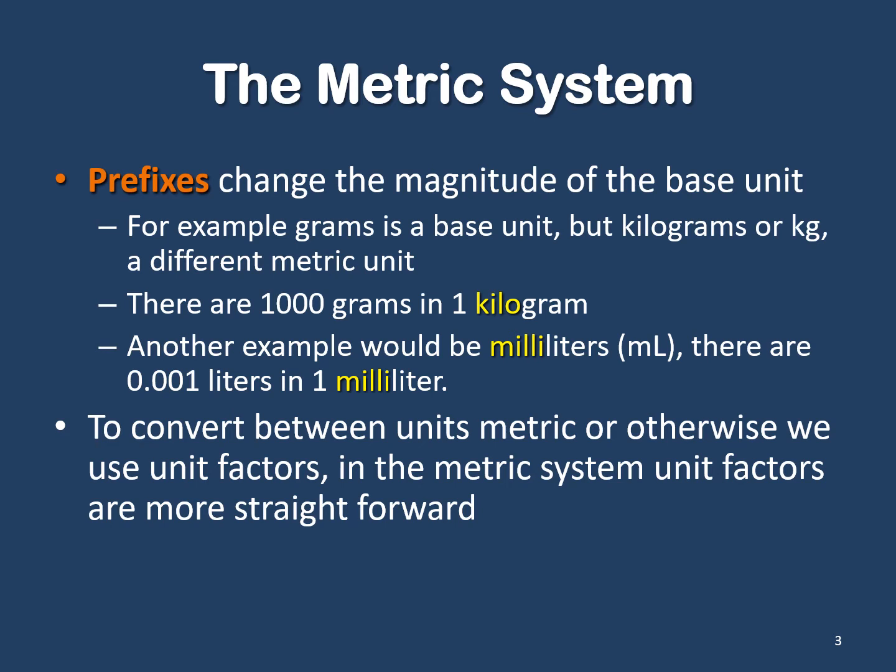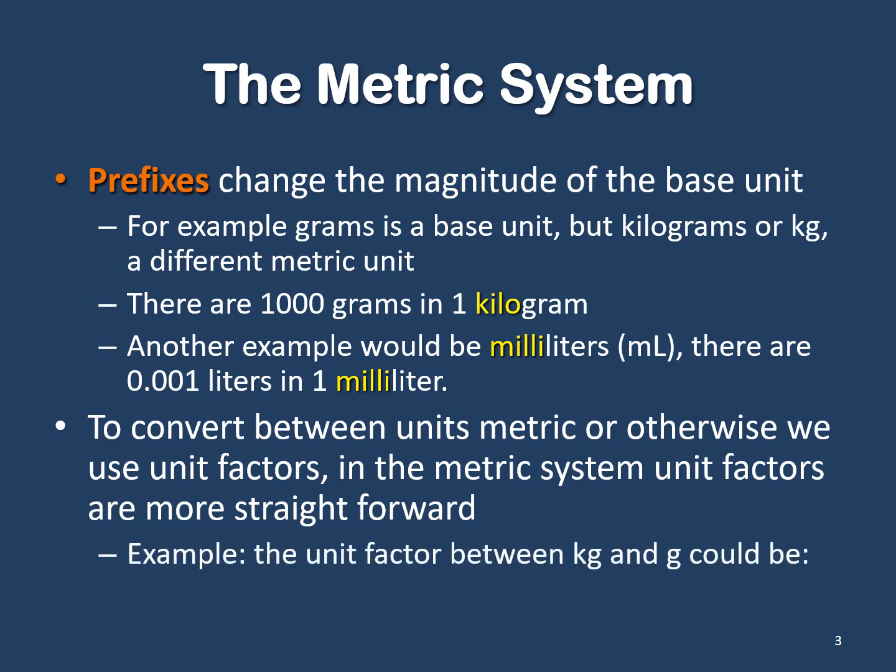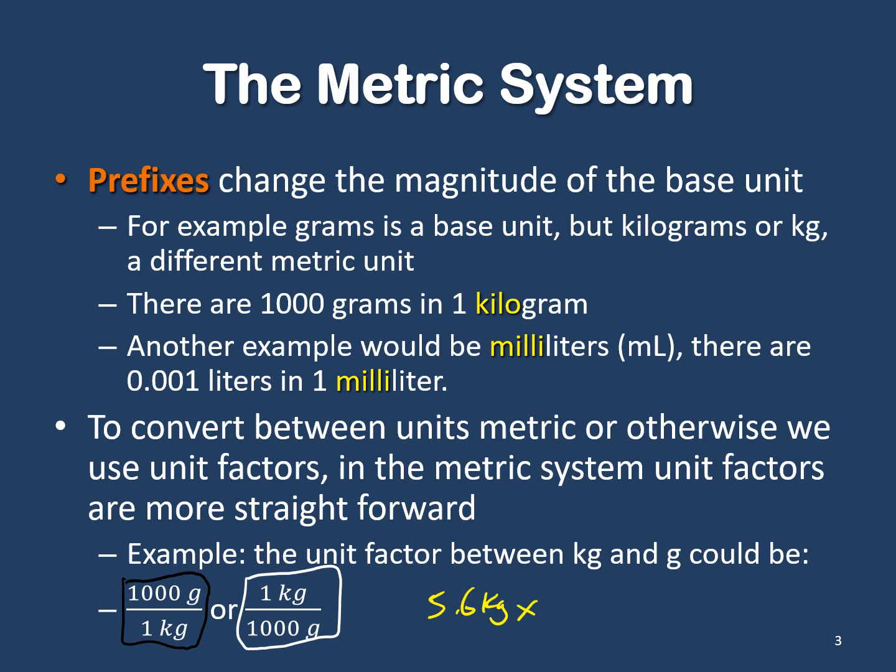However, the prefixes in the metric system give us the kind of blueprint for what our unit factor should be when converting metric units. For instance, the unit factor between kilograms and grams could be either 1,000 grams over 1 kilogram or 1 kilogram over 1,000 grams. Now, we would use one or the other depending on what we were actually doing. For instance, if I had 5.6 kilograms, then when I want to use this metric unit factor, I want to make sure kilograms cancel if I'm trying to get grams.